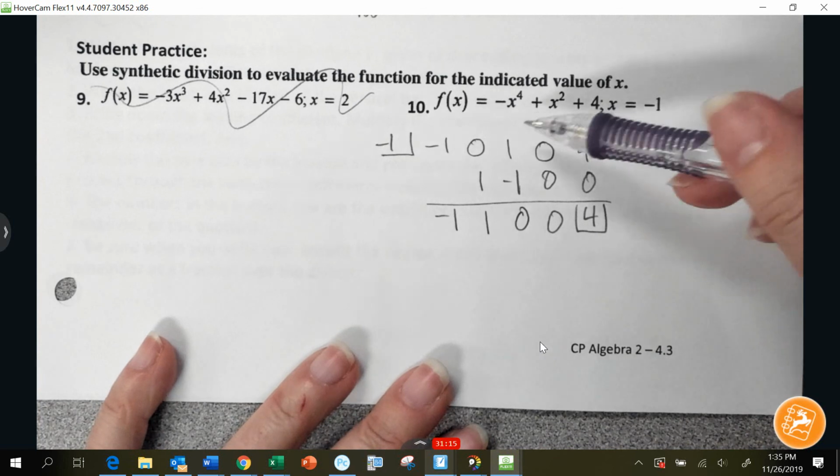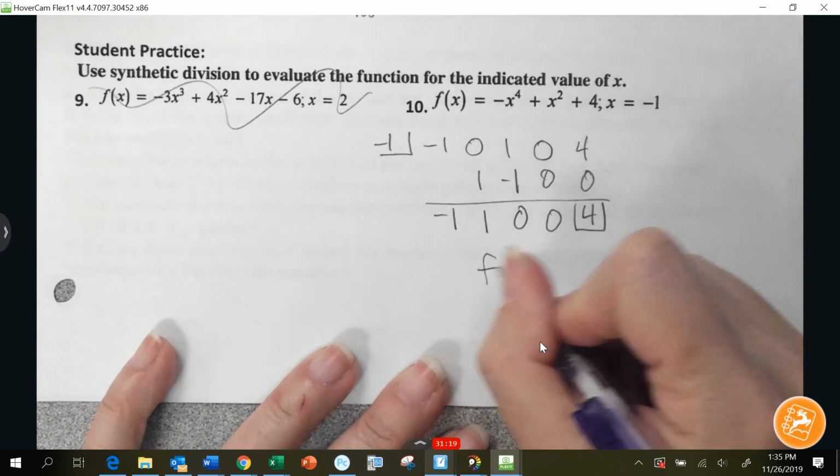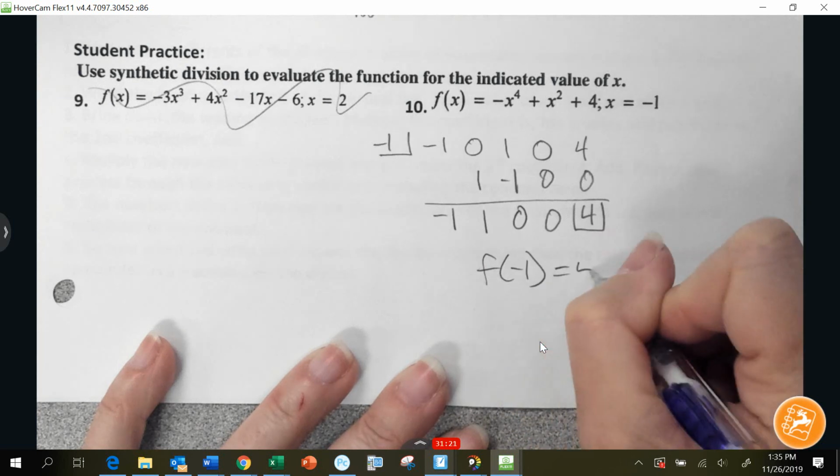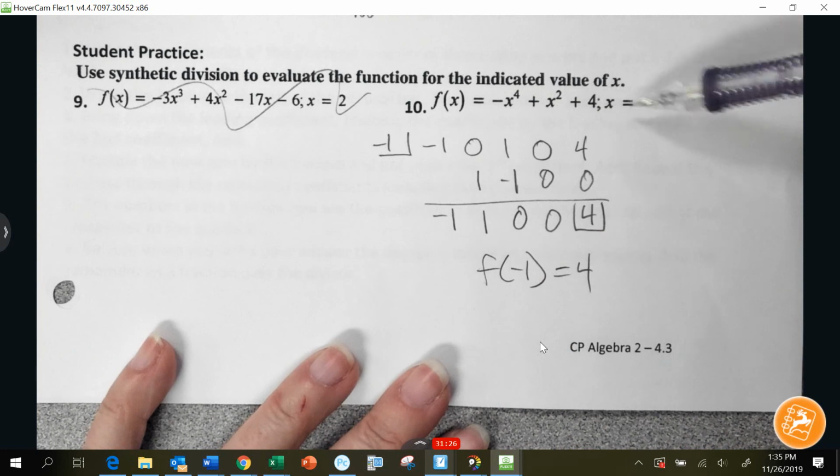So when I plug in -1 into this equation, what do I get out? 4. Wasn't that way faster than actually plugging in -1, taking it to the 4th power, taking it squared, like putting all that together?